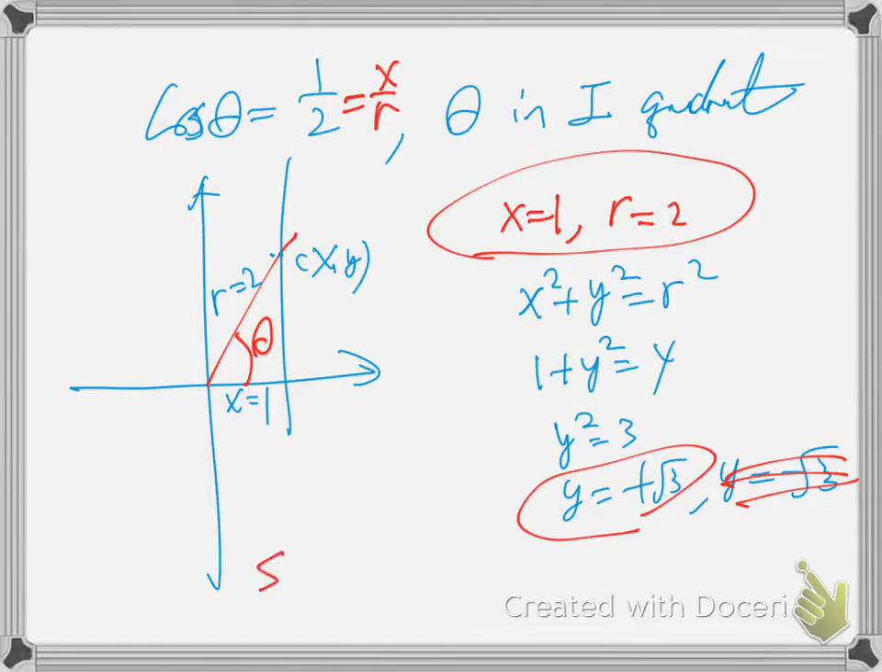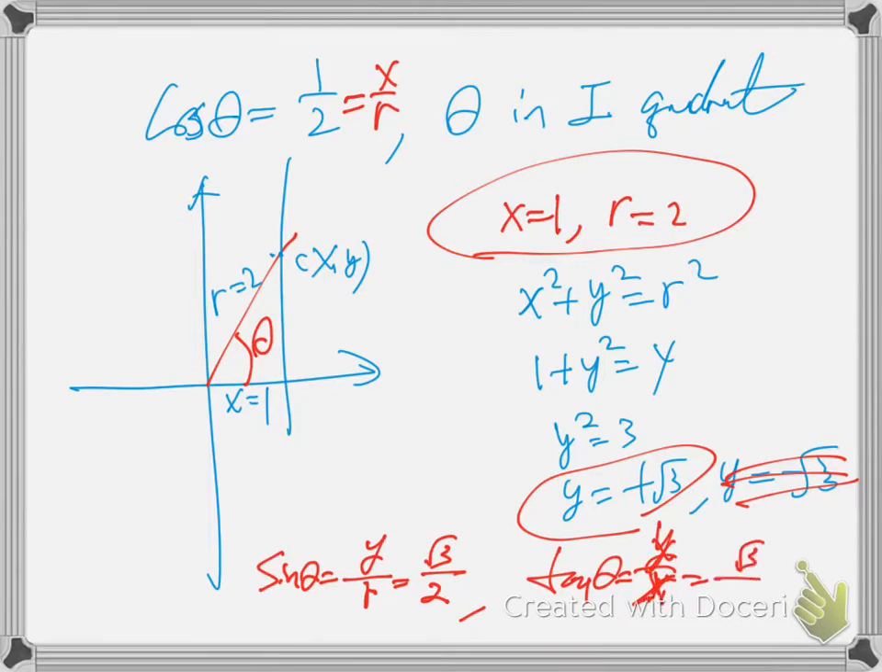Then we know sine theta is y over r, so it is radical 3 over 2. And tangent theta is y over x, so it's radical 3 over 1, so radical 3. And then from this special triangle, we also know theta is 60, opposite to the radical 3. Okay, so that's the 3 kinds of problems that we may need for the reference right triangle in the plane, and the trig values.